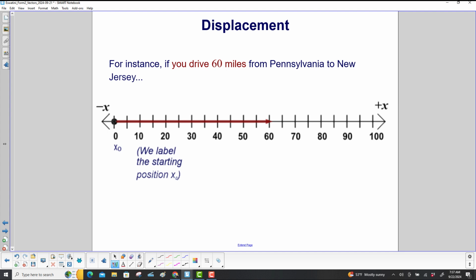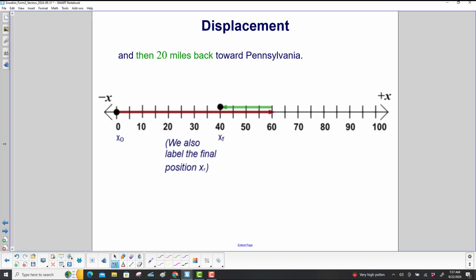For instance, if you drive 60 miles from Pennsylvania to New Jersey, and we're going to label our starting position x0, it's right over here. So you start here, and then you go 60 miles from Pennsylvania to New Jersey. New Jersey is east of Pennsylvania. And then 20 miles back towards Pennsylvania. So here's where you were in New Jersey, 60 miles, and then you drive 20 miles in the opposite direction. And we're labeling the final position as x sub f.